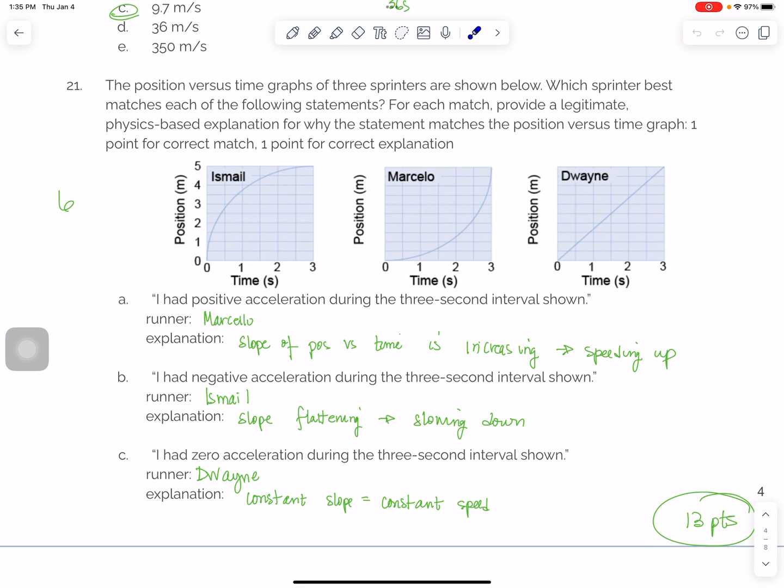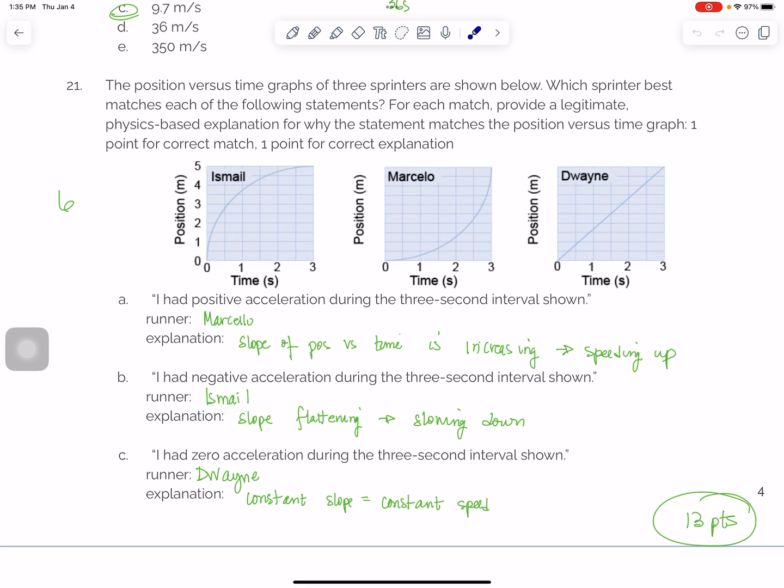This one, people had interesting things. So you're supposed to identify which runner and also why you identified that graph. So positive acceleration during the 3 seconds was Marcelo. And the reason we know that he had positive acceleration is because the slope of the line is increasing. People had a couple of other answers that were also correct. He's covering more distance in the same amount of time. That's also good. Negative acceleration is Ismail.